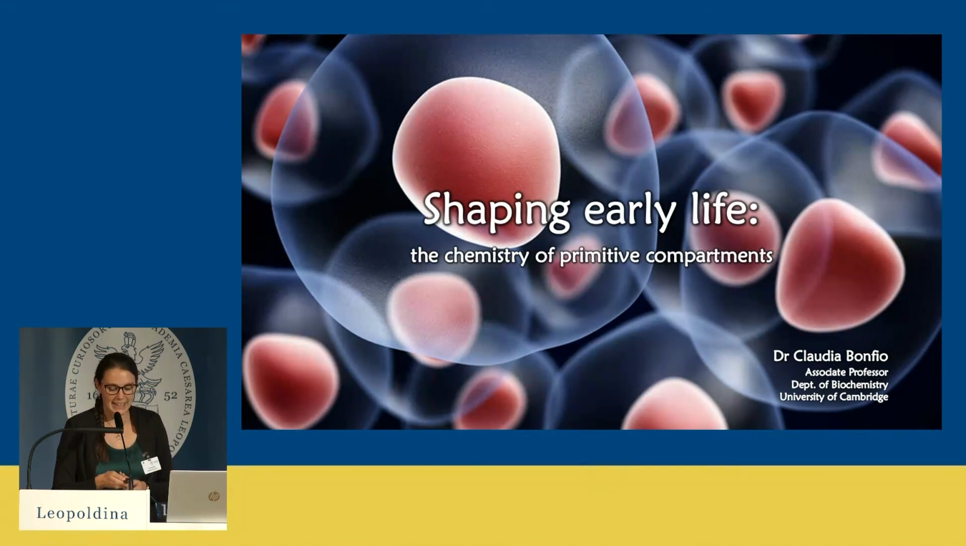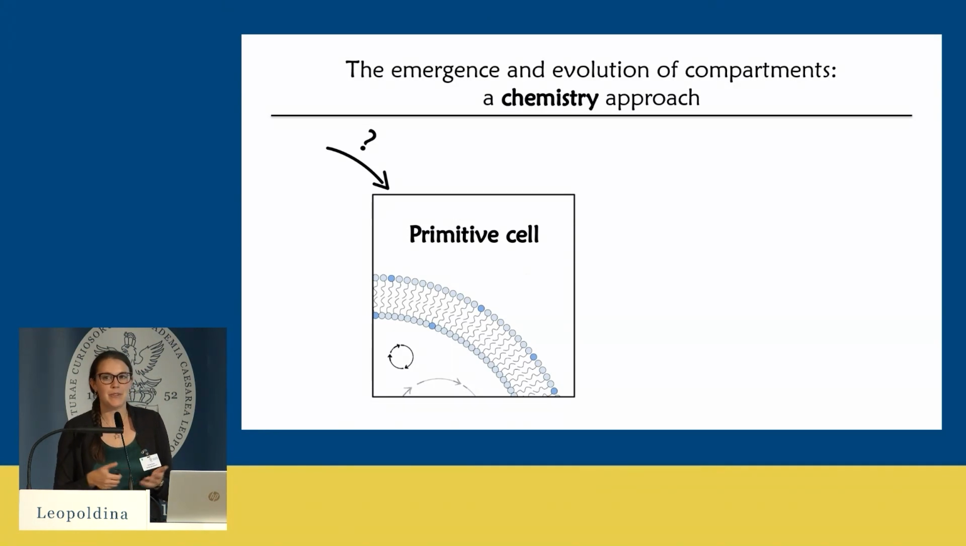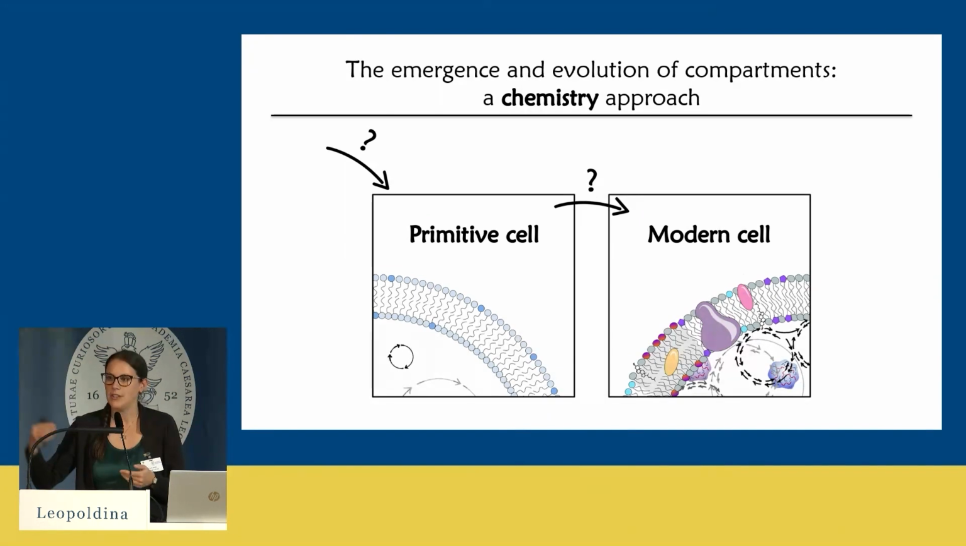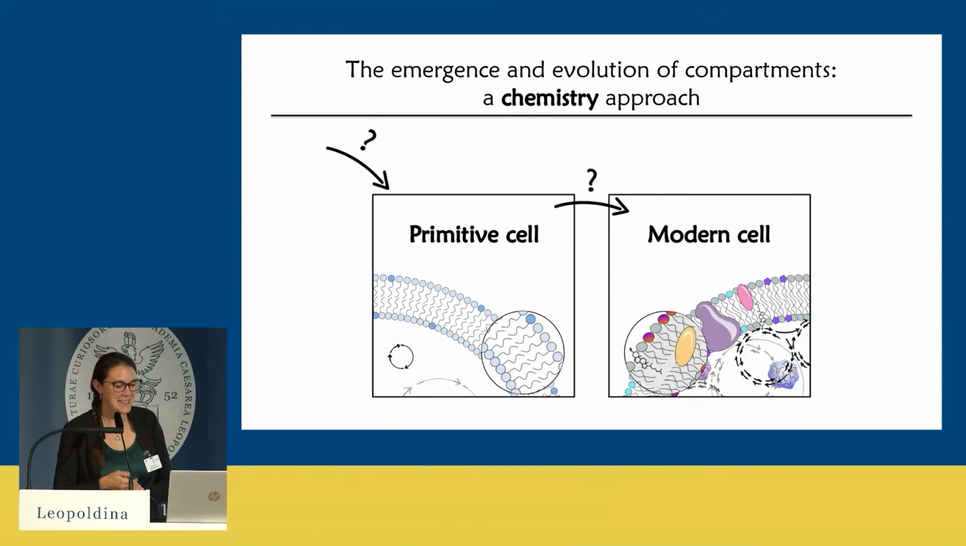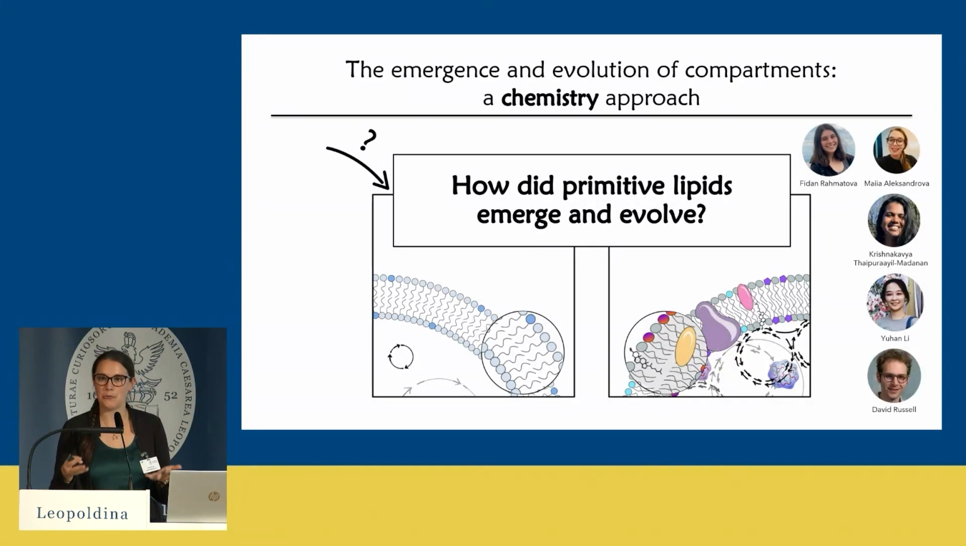on early Earth. And the way we are approaching this is, because my background is chemistry, from a chemistry point of view, and we are trying to understand what kind of molecules could have been available on early Earth and formed a first example of a primitive cell, and then how that primitive cell would have evolved into the kind of modern cells that we have nowadays. Now, I am sorry to say that I'm not going to spend a lot of time talking about lipids today, but a big part of my lab is interested in the emergence and evolution of primitive lipids.